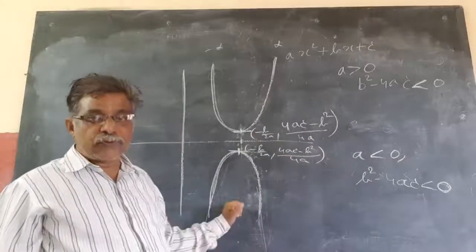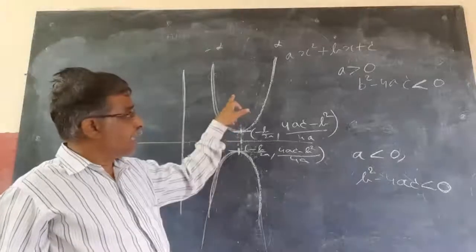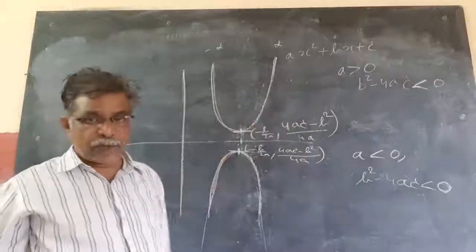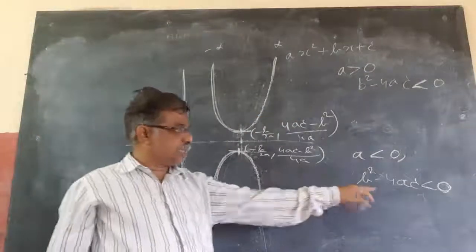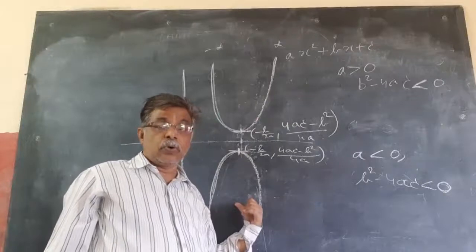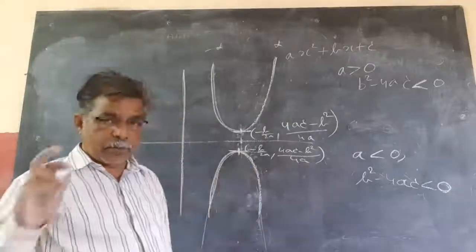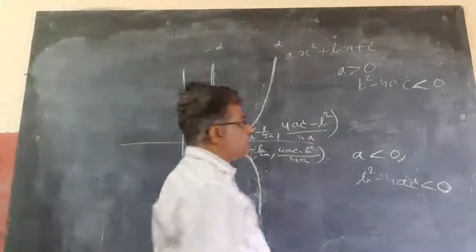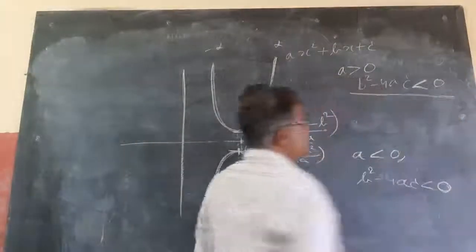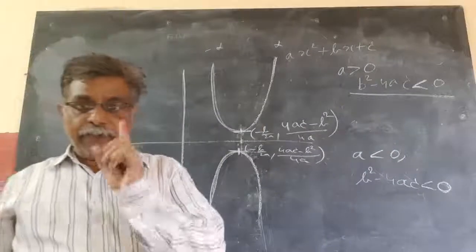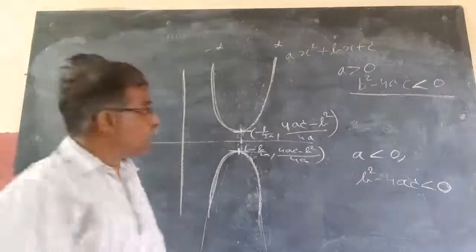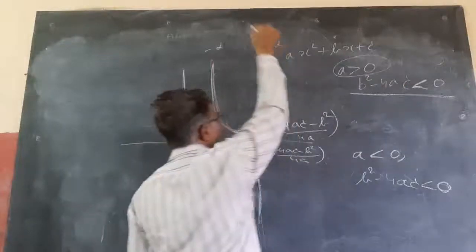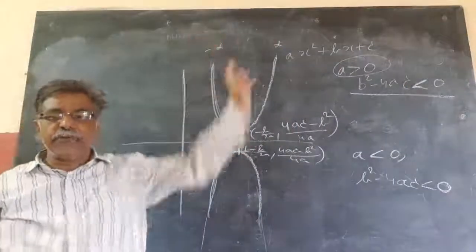Now those graphs we are discussing: the graph of the equation ax square plus bx plus c where a greater than 0, b square minus 4ac less than 0, and a less than 0, b square minus 4ac less than 0. In both of these, one more important point I told: if b square minus 4ac is less than 0, f of x and a will have the same sign. Here a is more than 0, so f of x is also always more than 0. Above the x-axis means always more than 0.